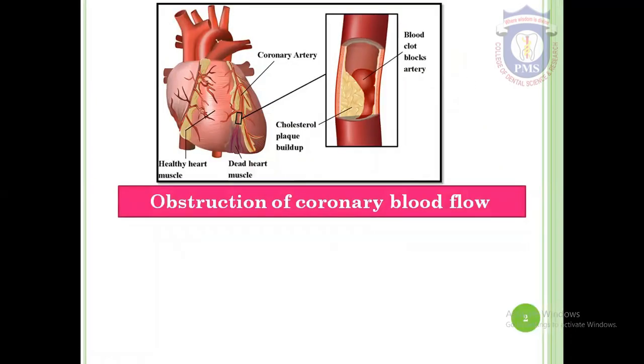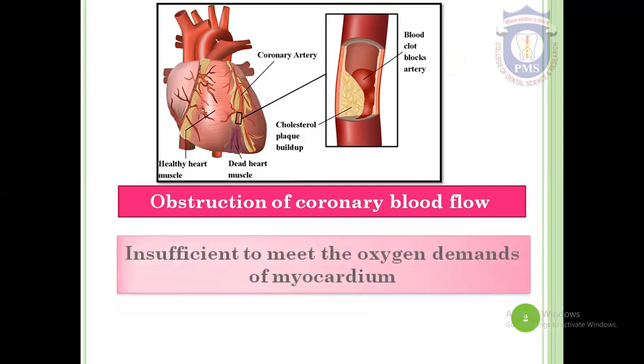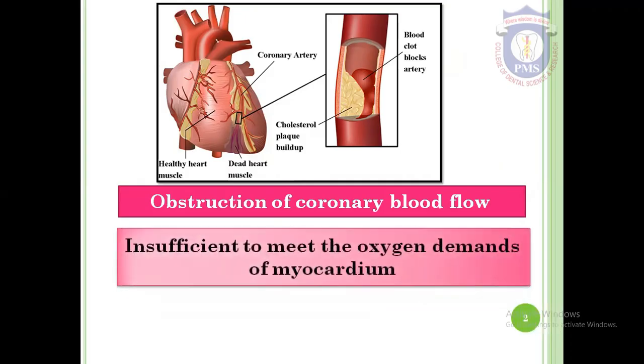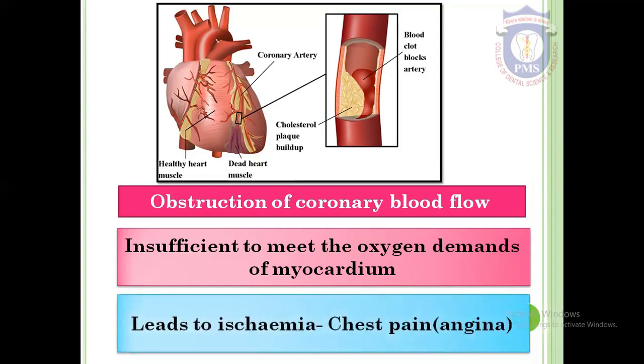Pathophysiology of angina. As a result of obstruction of coronary blood flow, there is insufficient oxygen supply to the myocardium. It will lead to ischemia or chest pain. This is known as angina.